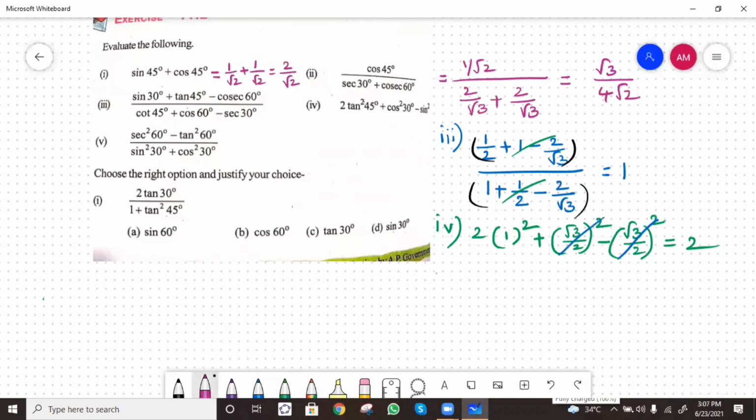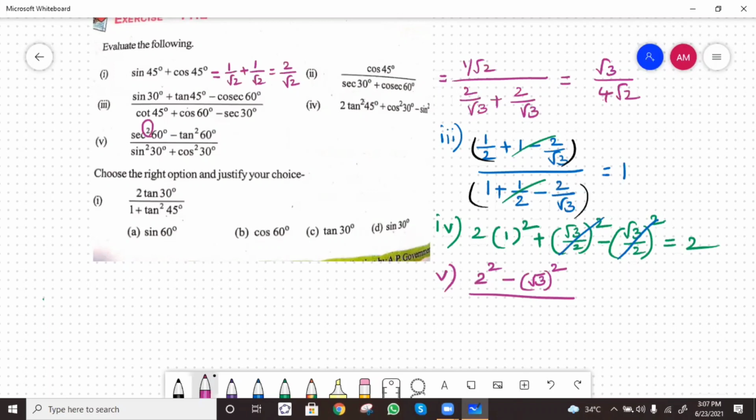So let us move to the fifth problem. What is the fifth problem? Secant square 60 minus tan square 60. Secant means always we have to find cos first. Okay, what is cos 60? 1 by 2. What is the reciprocal of that? 2 by 1, which means 2. Since we have square here, we write square, minus. What is tan square 60? That means first we have to write tan 60, later square. What is tan 60? Root 3. Since we have square, we write square.